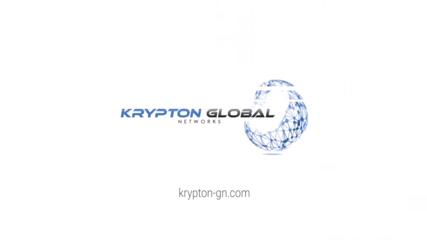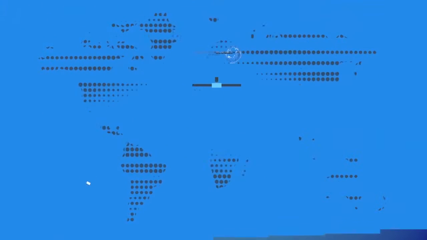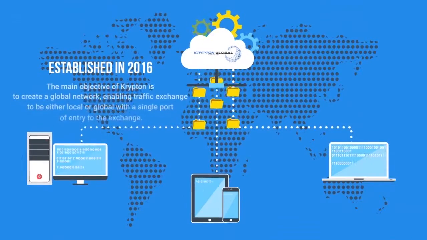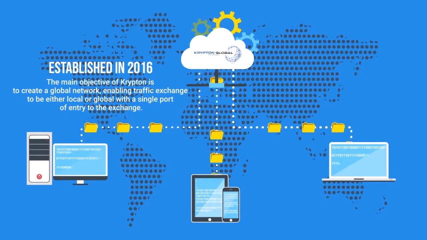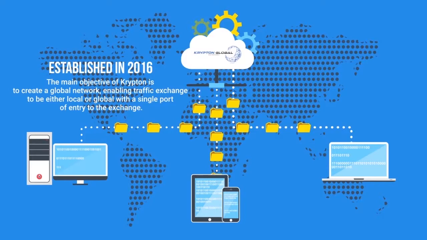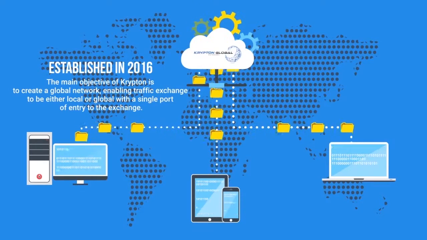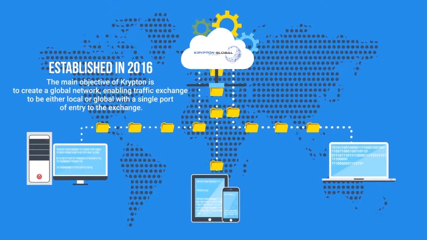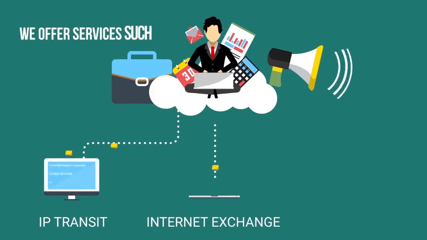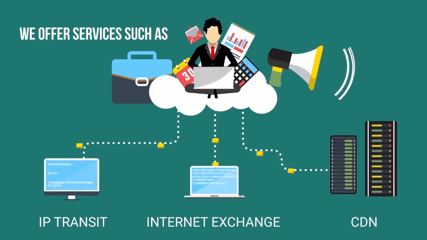Presenting Krypton Global Networks. Established in 2016, the main objective of Krypton is to create a global network enabling traffic exchange to be either local or global with a single port of entry to the exchange. We offer services such as IP transit, internet exchange and CDN.